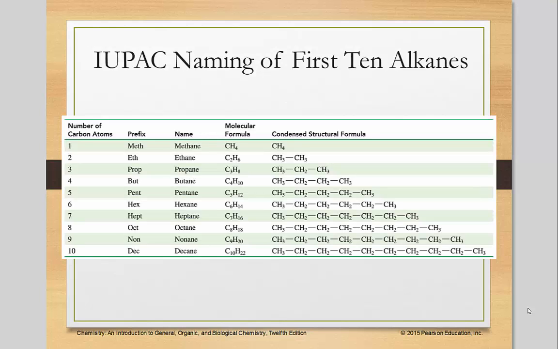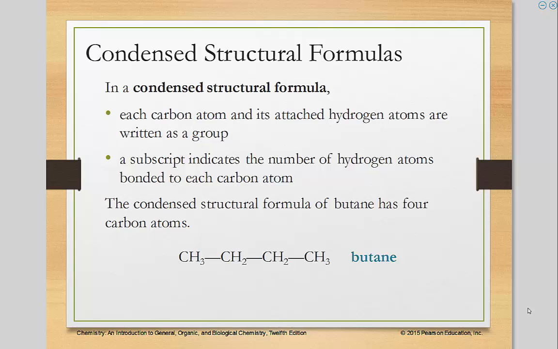Look at this list very carefully. You are going to have to memorize those. Meth is 1 carbon. Notice that there's only 1 carbon here. Eth has 2 carbons. Prop is 3 carbons. But is pronounced bute. It's a long U. It's 4 carbons. Pent, hex, hept, oct, non, and dec. Those are your prefixes you're going to use when you're naming these alkanes.